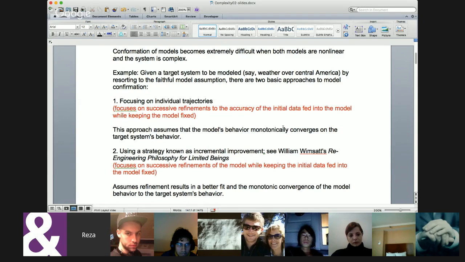Now, again, invoking the faithful model assumption, if one were to plot the trajectory of the target system in an appropriate state space, the model trajectory in the same state space would monotonically become more like the system trajectory as the model is made more realistic.